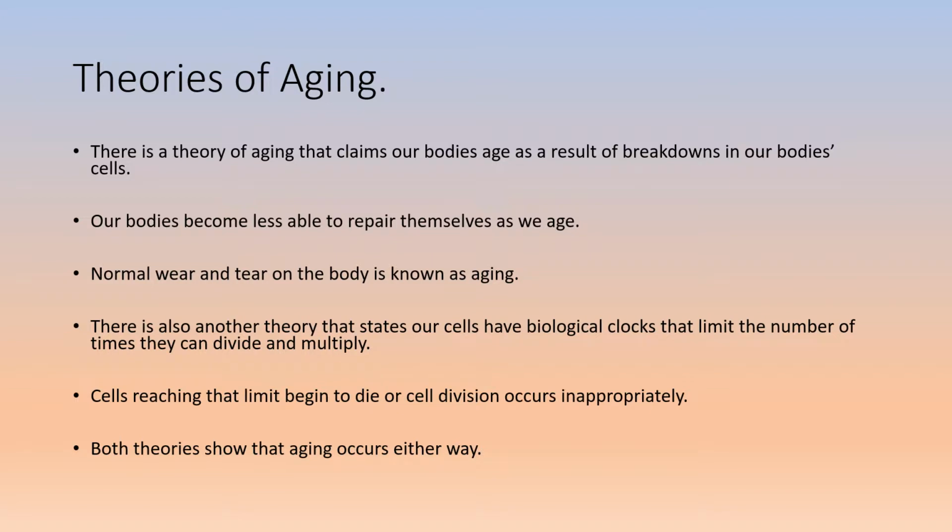So there are theories of aging. There are two separate ones we're going to talk about. There's a theory of aging that claims our bodies age as a result of breakdowns in our body's cells. Our bodies become less able to repair themselves as we age, so normal wear and tear on the body is known as aging. Now there's another theory that states our cells have biological clocks that limit the number of times they can divide and multiply to refresh and renew themselves. So when cells reach that limit and begin to die, or cell division occurs inappropriately, this is when aging typically occurs. But both theories show that aging occurs either way.